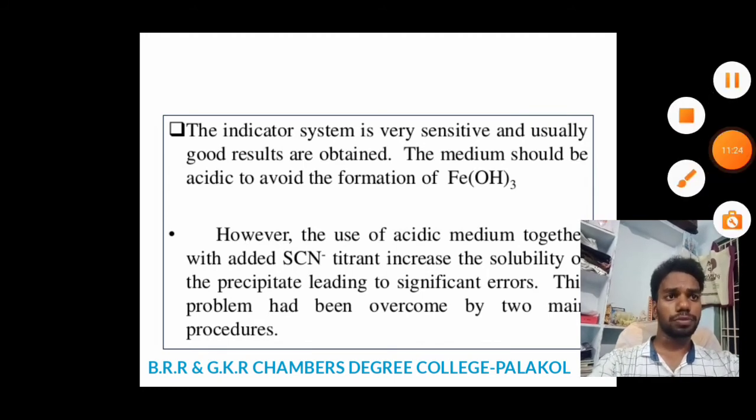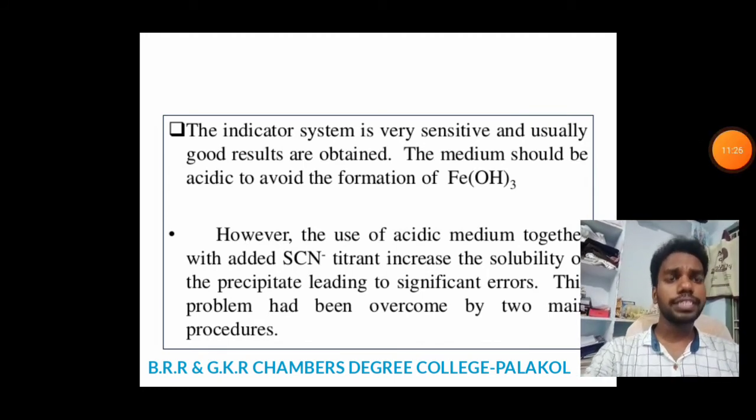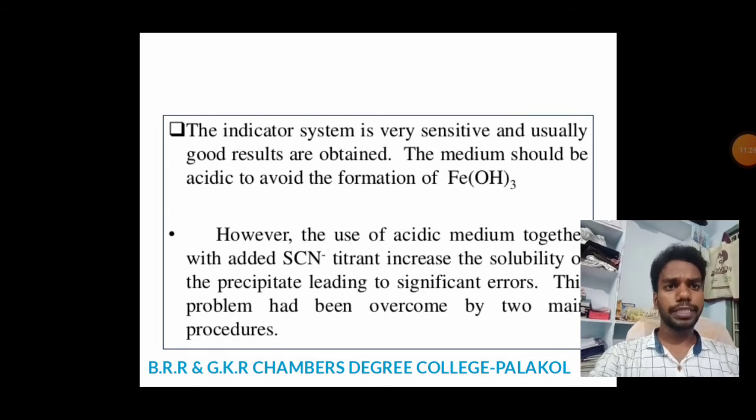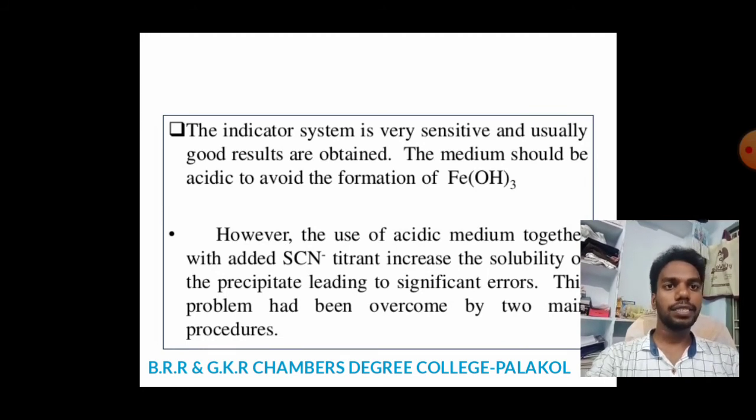So this is about the Volhard method, estimating the amount of Ag+. It is an indirect method, because we take excess silver nitrate along with ferric alum as indicator and titrate with potassium thiocyanate. Now the thiocyanate SCN minus ions from the burette react with Ag+ ions and ferric Fe3+ ions.